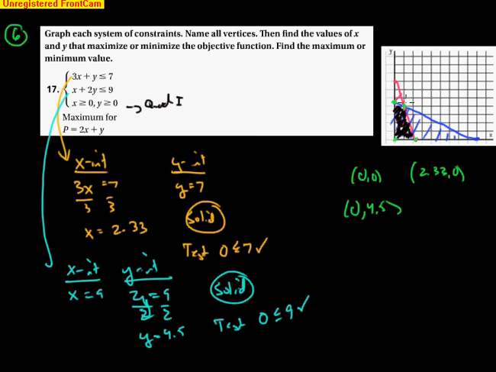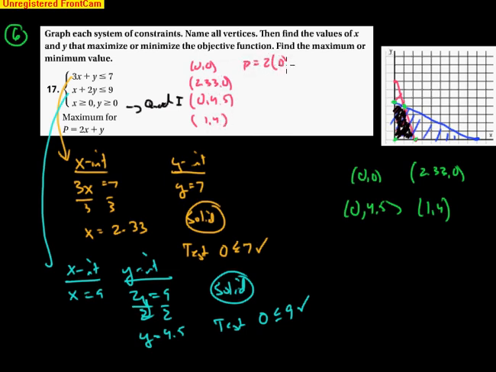And now this is the point that I'm really interested in. You have to be exact when you graph. That's the point 1, 4. So now we're going to plug all of these into our objective function here. So I'm going to do it right here. 0, 0, 2.33, 0, 0, 4.5, and 1, 4. And let's see what we get.